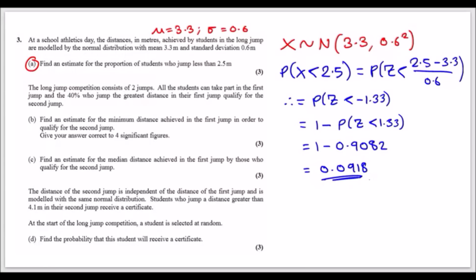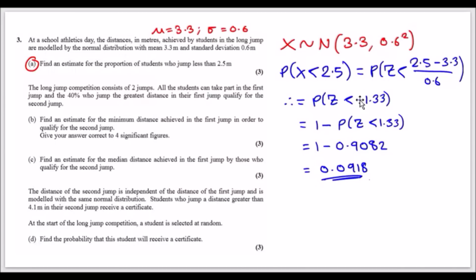A. Find an estimate for the proportion of students who jump less than 2.5. What this means is that we want to find the probability of X less than 2.5. So, standard procedure. To solve this, we need to convert it to the Z form so we can use the tables. So it'd be Z less than 2.5 minus the mean over standard deviation. Evaluate that, you get minus 1.33. Because the table is in less than form, this is perfect. However, there are no negative values in the table. So what you should do is take out the minus sign and put 1 minus.